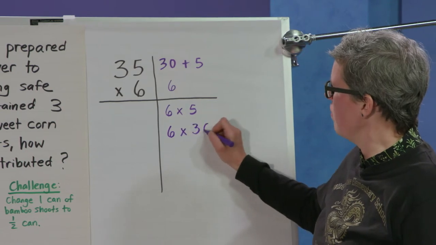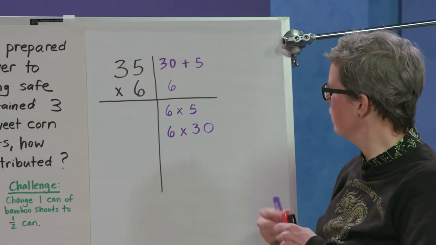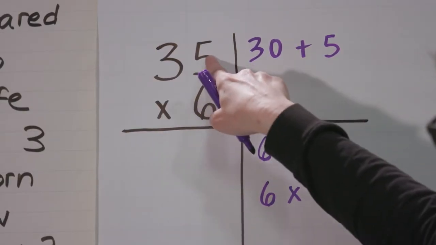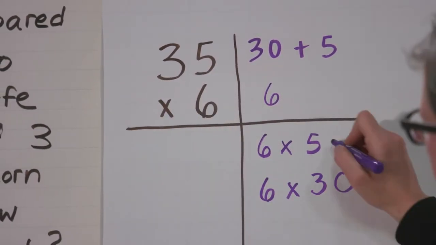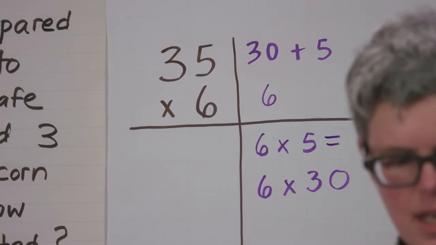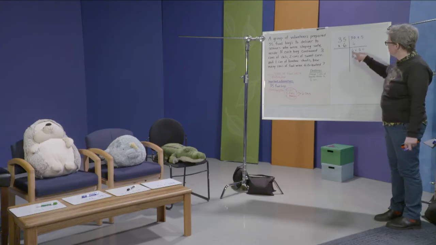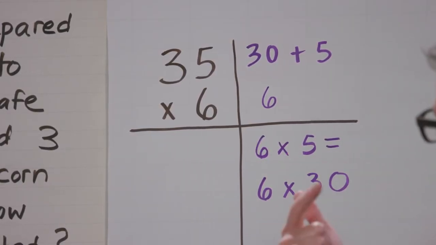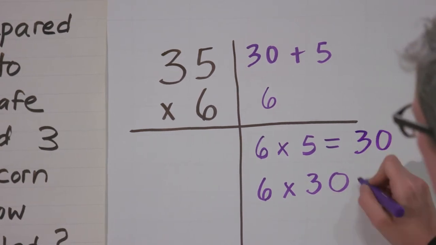I like to write out all my equations first and then solve them at the end. So did I take every number on the bottom, multiply by every number on the top? 6 times 5, 6 times 30. Great, let's solve it. So 6 times 5, 5's are pretty easy. I'm just going, and I know that I can switch and do it either direction. So 5, 10, 15, 20, 25, 30. Great, so 6 times 5 is 30.